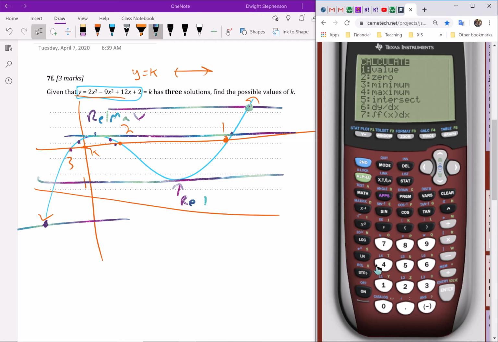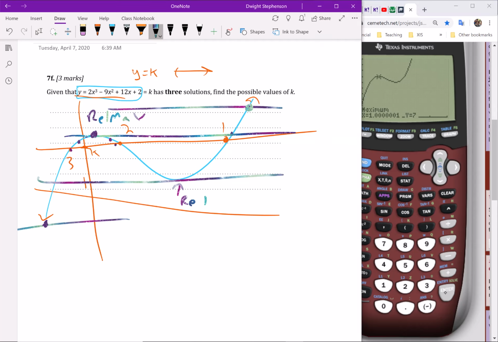Let's do the maximum first, so it'll be 4. The maximum is over here. So you start at the maximum, it says go left bound, so we're going to go left a few clicks, press enter. Right bound, go to the maximum, press right, enter, and then guess, somewhere close, enter, right? So this maximum occurs at x equals 1, y equals 7. So this point up here is 1, 7.